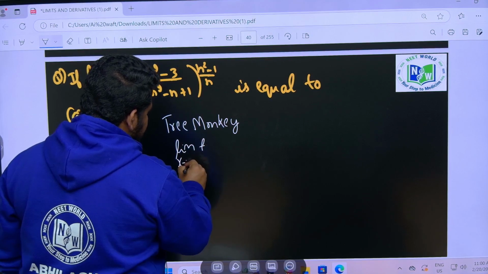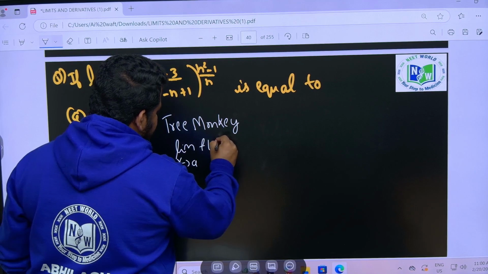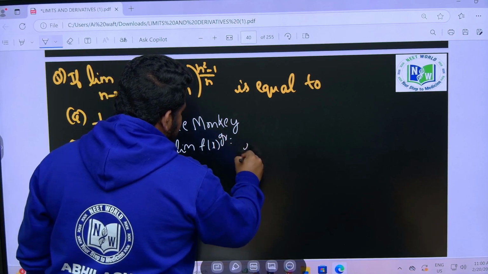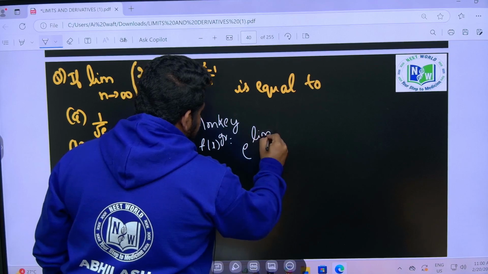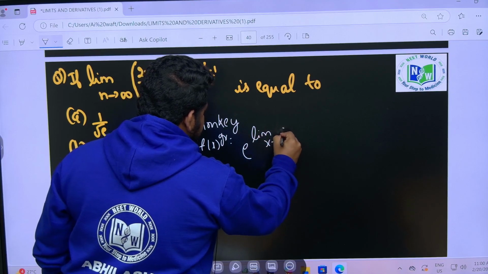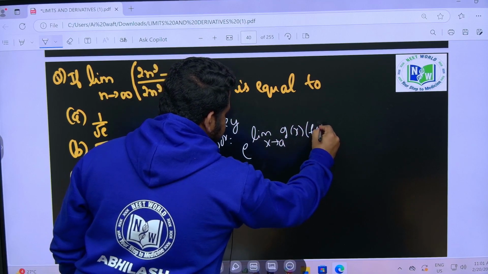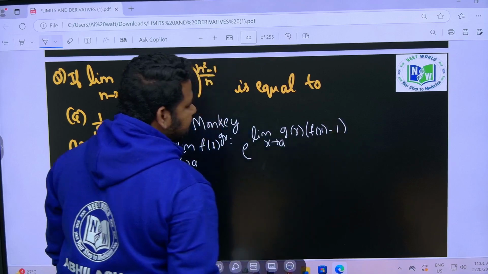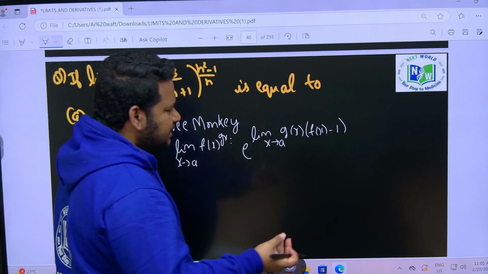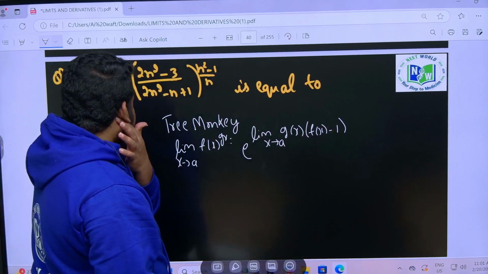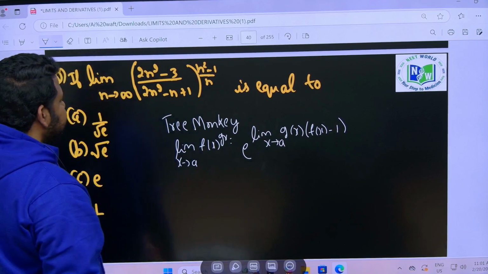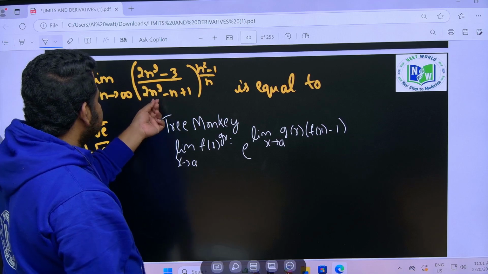Limit x tends to a, f of x to the power of g of x is equal to e power limit x tends to a, g of x times f of x minus 1. That is, the monkey will come down from the tree. We will take out one leaf, that is minus 1. That's it. So this will become equal to what? 2n square minus 3 by 2n square minus n plus 1.